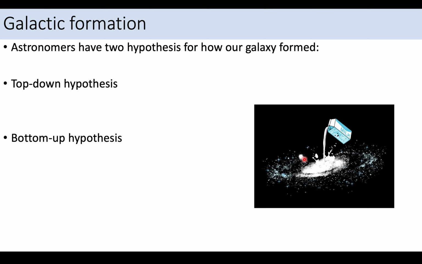So for the last part of this lecture, we're going to talk about how the galaxy formed. I just have a couple more slides. We're going to go over two different hypotheses for the formation of the galaxies. So there's the top-down hypothesis, and then there's the bottom-up hypothesis. So we'll go over the differences and then some of the drawbacks or the things that aren't quite explained.